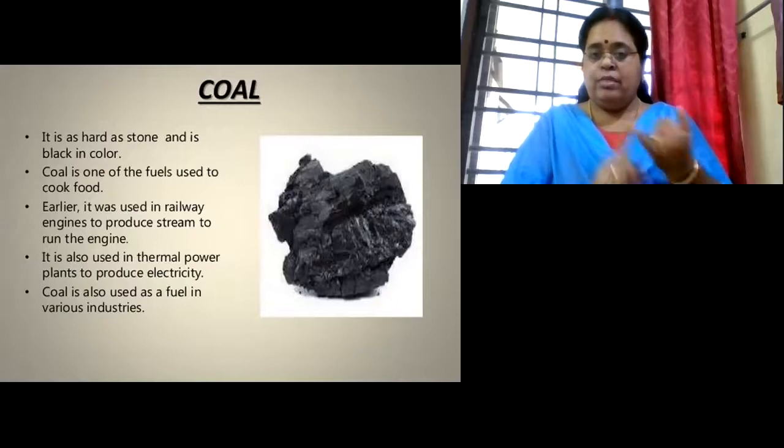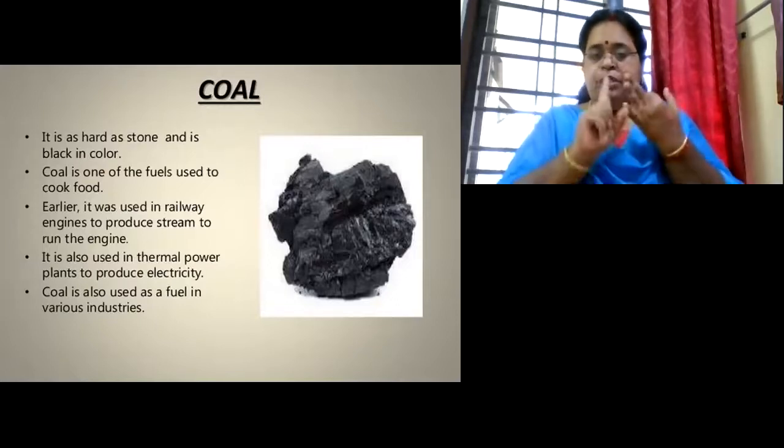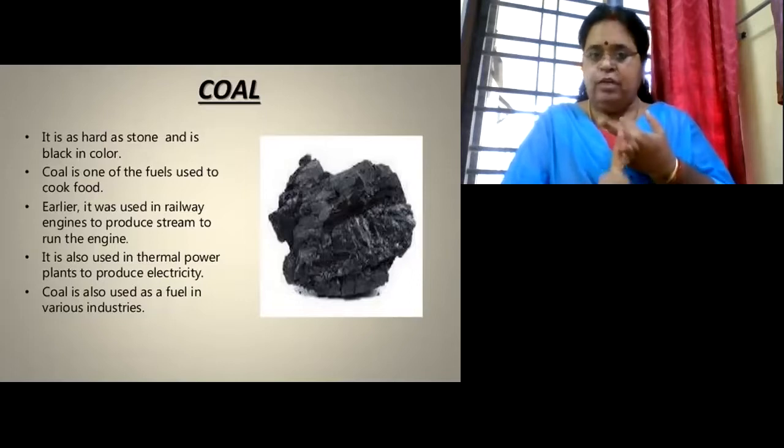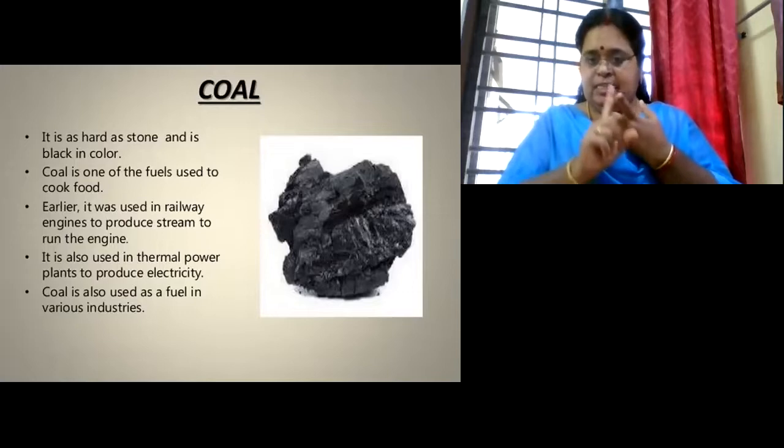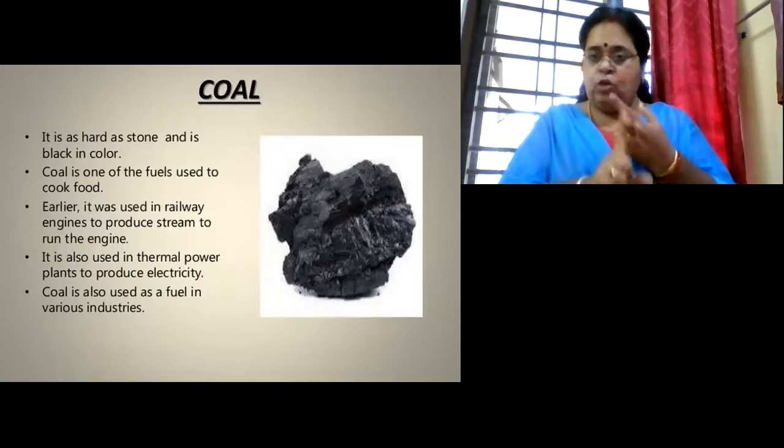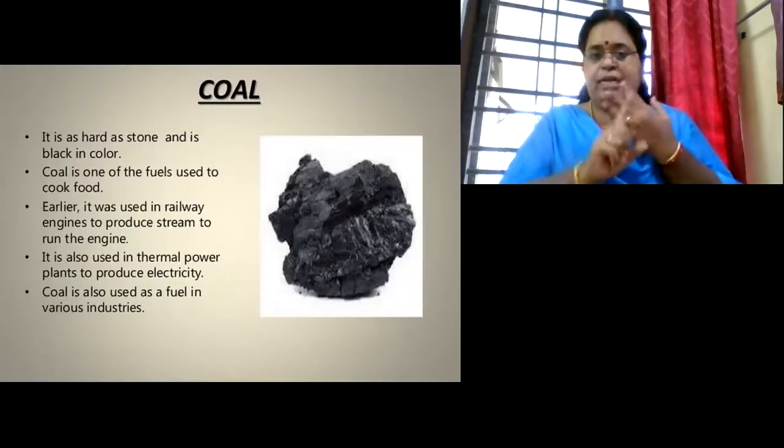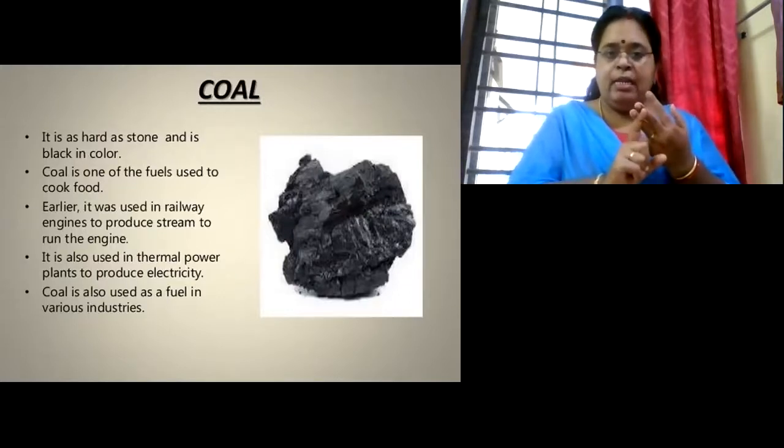Okay, so what is coal? It is a stone-like substance. It is black in color, used as a fuel for cooking food. It was used in the olden times for running the trains, that is in the steam engines. Now, it is also used in the thermal power plants to produce electricity, and it is also used as a fuel in the various industries. Is that clear?